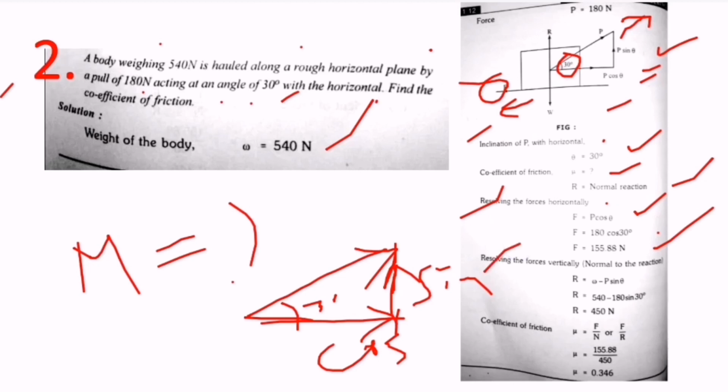Next, resolving forces vertically. On this side R is there, on this side W is there, and here P sin theta is there. R and P sin theta go upwards, and W comes downwards. Hence R plus P sin theta equals W. Sending P sin theta to the other side, R equals W minus P sin theta. So R equals 540 minus 180 sin 30. We get R equals 450 Newton. Coefficient of friction mu equals F by N, that is F by R. So 155.88 by 450. We get mu equals 0.346.